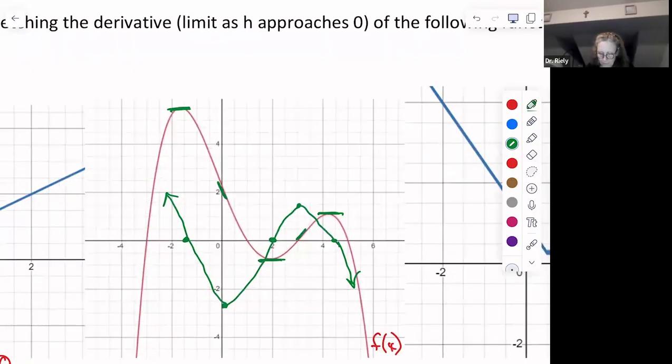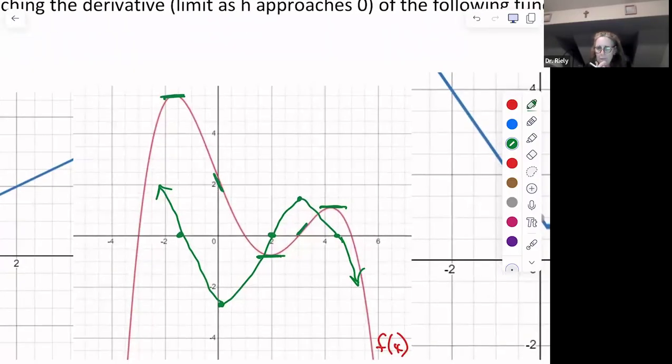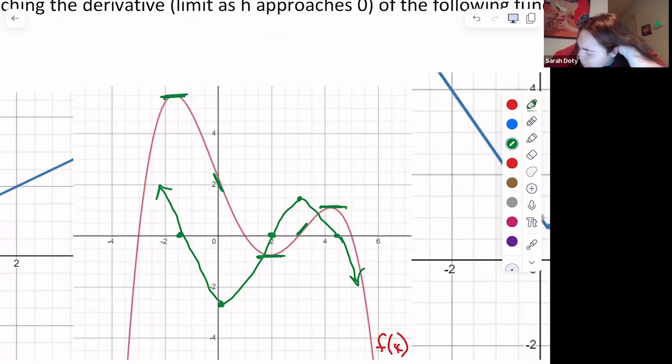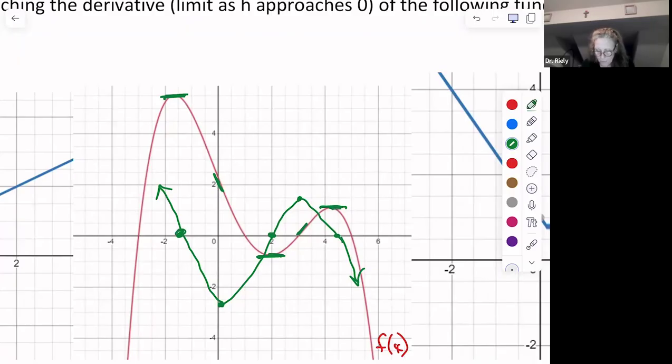So that's what I'm getting. What do you think? Get your landmarks. So get your tops and your bottoms. Those have got to be the roots, right?